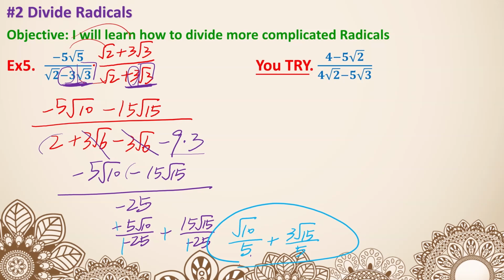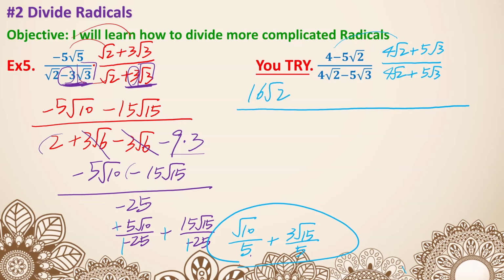Moving on, example 6. Same thing. Let's multiply with the conjugate. 4 square root of 2 plus 5 square root of 3. 4 square root of 2 plus 5 square root of 3. Things are just getting bigger. It's just a lot more multiplication. Top, 4 times 4 square root of 2 is 16 square root of 2. 4 times 5 square root of 3 is 20 square root of 3.